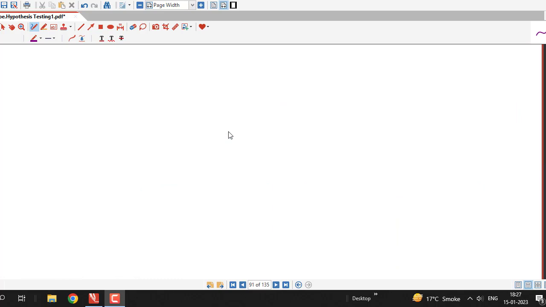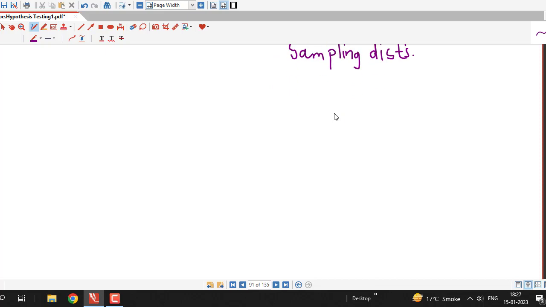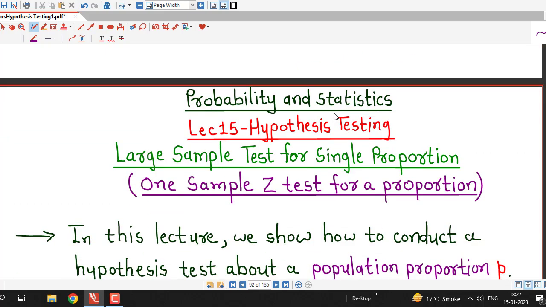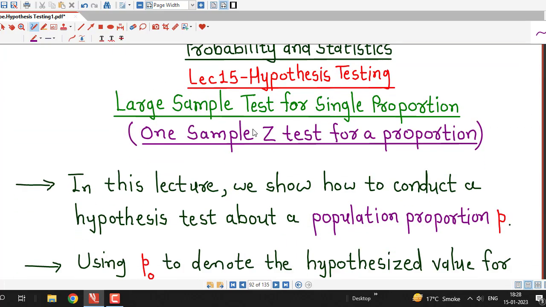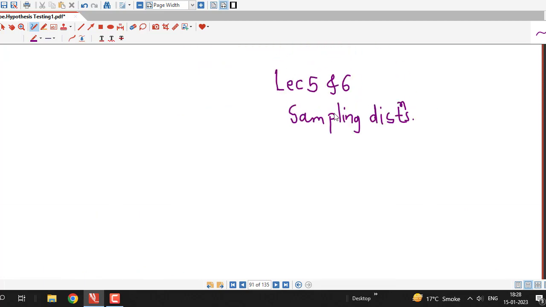lecture. If you have not seen my lectures on the sampling distribution of sample proportion, which are lecture numbers 5 and 6 on sampling distributions, then I suggest you watch those two lectures first and then come to this lecture, so that you can understand whatever we are going to discuss in this hypothesis test for population proportion.